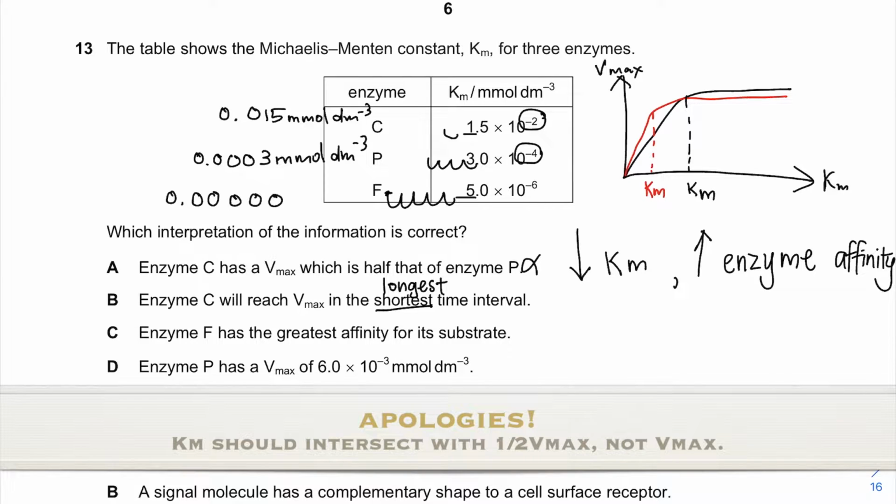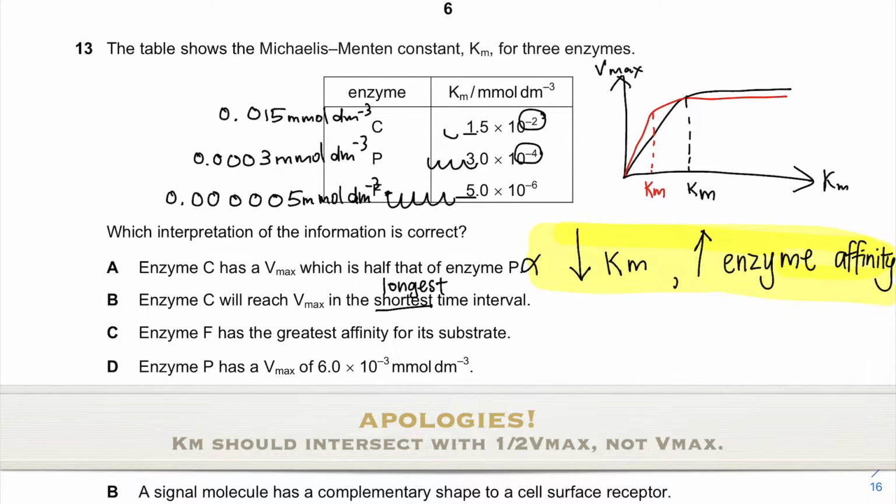Okay, option C. Enzyme F has the greatest affinity for its substrate. Yes, that is correct, because if you recall, the smaller the Km value, the higher the enzyme affinity. So in this case, enzyme F would have the smallest Km value. So yes, the enzyme affinity is the highest.